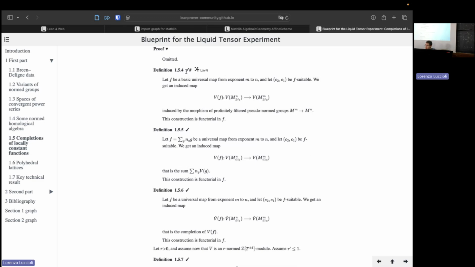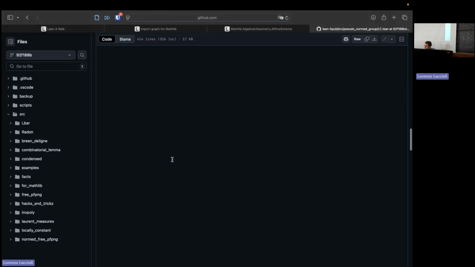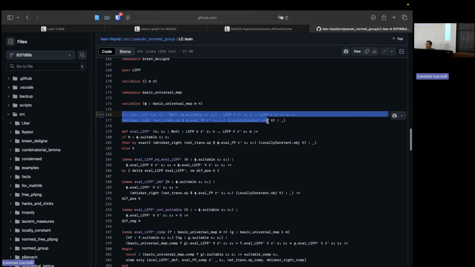And each result is linked to the Lean code. So each result has, for example, this definition, we can click here on Lean, and it tells us where the declarations are which correspond to this definition. We can click on them, and it brings us to the code which corresponds to that definition. So it's useful for many reasons.